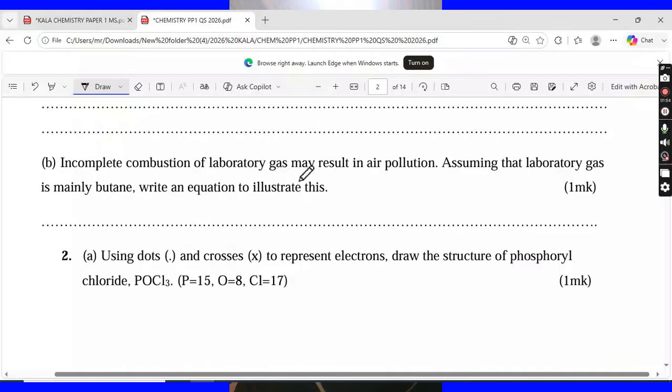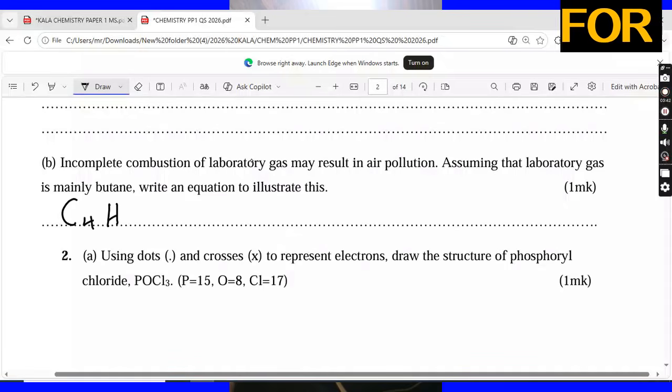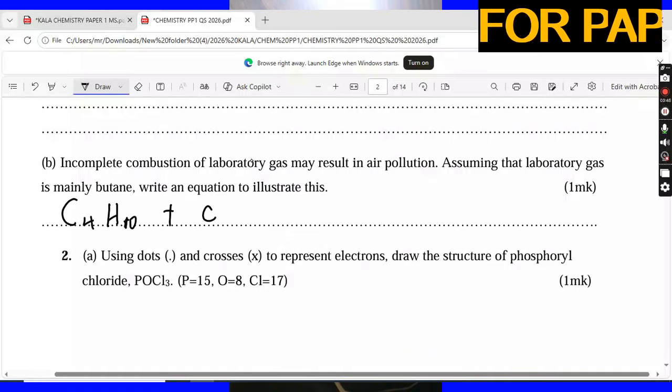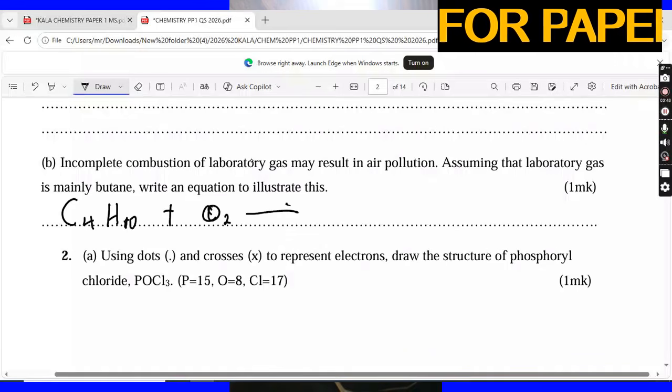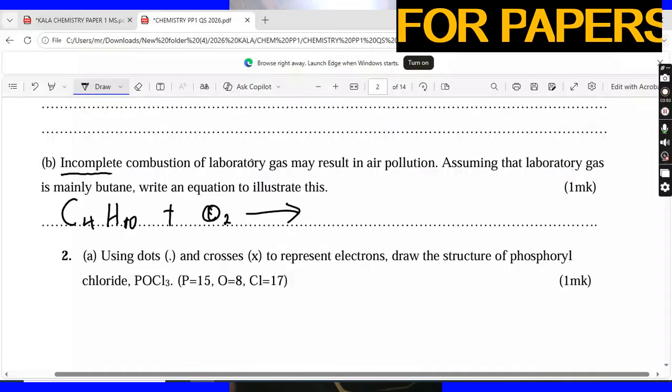Incomplete combustion of laboratory gas may result in air pollution, assuming the laboratory gas is mainly butane. Write an equation to illustrate this. Incomplete combustion, so let's have butane. Butane is C4H10. When it is combining with oxygen, that is burning, incomplete, the key word is incomplete.